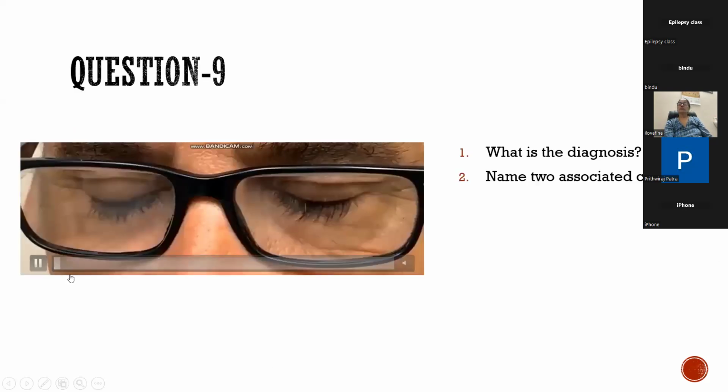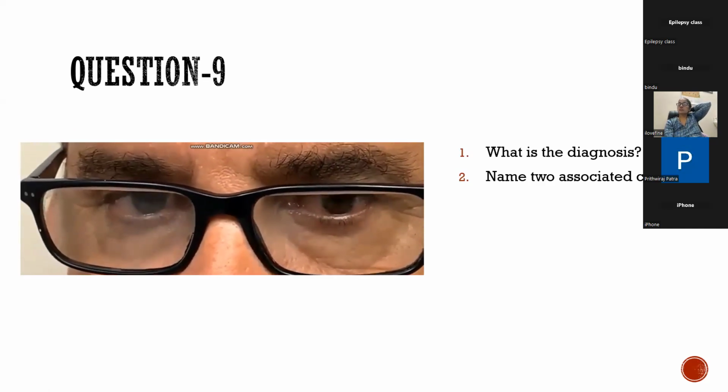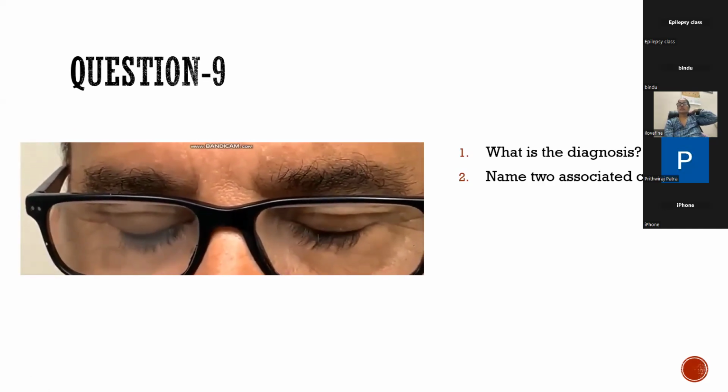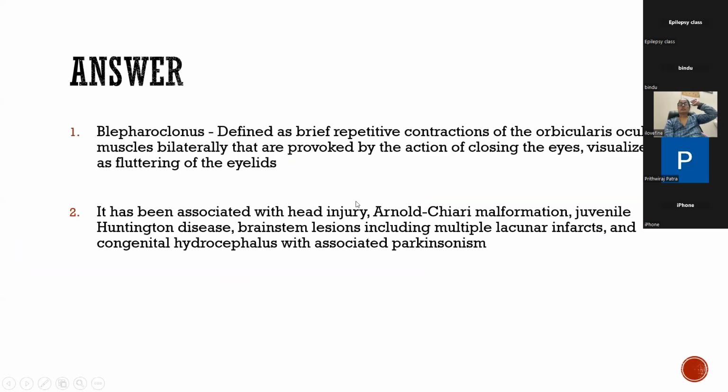So the next question was, identify the finding and name two associated conditions. So this is blepharoclonus, which is defined as brief repetitive contractions of the orbicularis oculi muscle bilaterally, that are provoked by the action of closing the eye, visualized as fluttering of the eyelids. And it has been associated with head injury, Arnold-Chiari malformation, juvenile Huntington's disease, brainstem lesions, including multiple lacunar infarcts, and congenital hydrocephalus with associated parkinsonism.